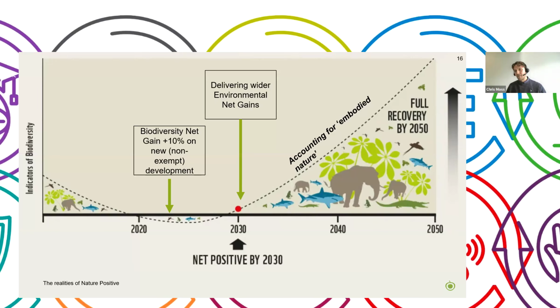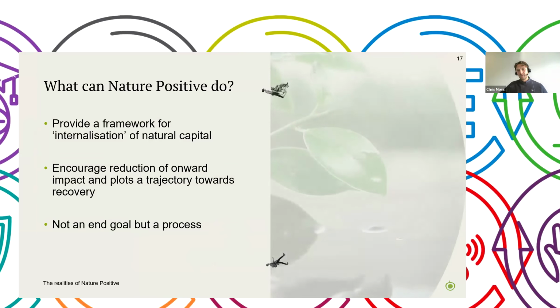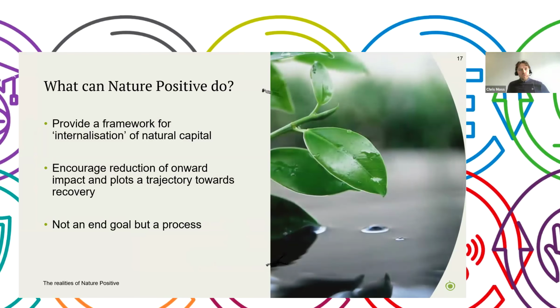Well, we do so by thinking about our embodied impacts on nature, and thinking back to the quote at the beginning, our connectedness, how things are hitched to everything else. So what can nature positive do? Well, it can provide a framework for internalizing the externality of nature. And by that, I mean embedding it within decision making, whatever decision making, both within the built environment sector and beyond, in a more meaningful way so that decisions can reflect the true social and environmental costs of our actions. It can provide a framework for encouraging the reduction of impact on nature, and it plots a trajectory to recovery with helpful time frames to work towards. But it's definitely much more of a process and an ambition than it is necessarily an end goal.